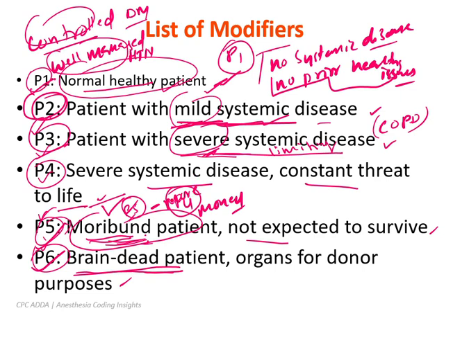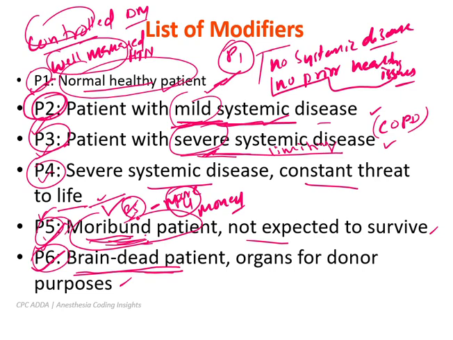Based on the documentation, you always choose the correct modifier because they directly impact the payment, right? So always ensure the patient's preoperative status is thoroughly documented by the provider. The coder cannot assume or assign a physical status modifier without proper evidence. Okay, let's see some real world examples.